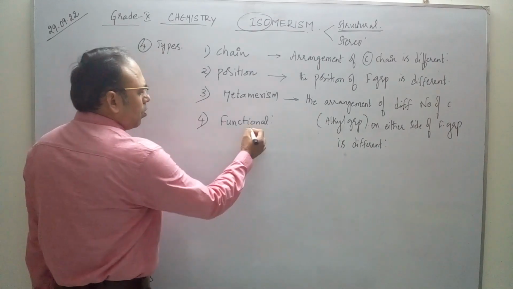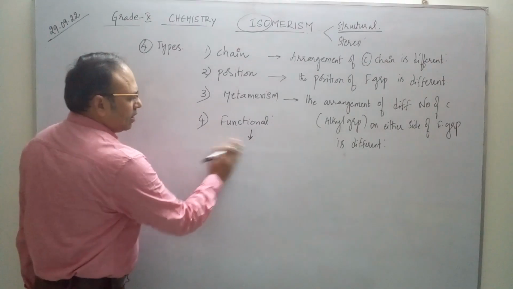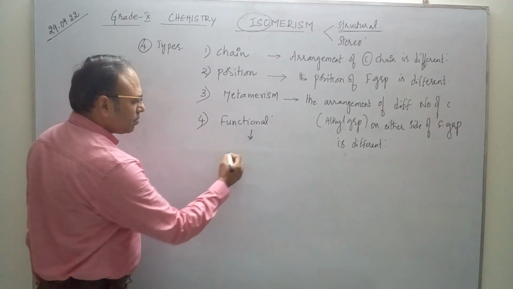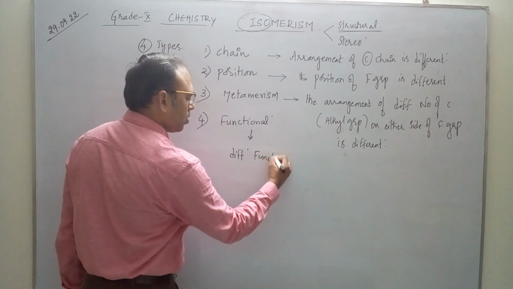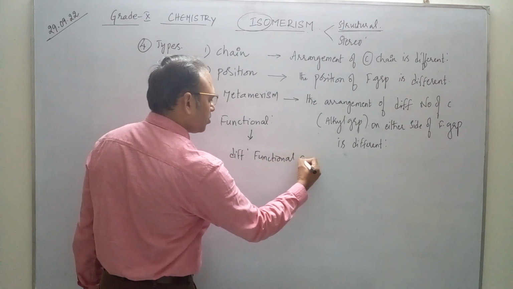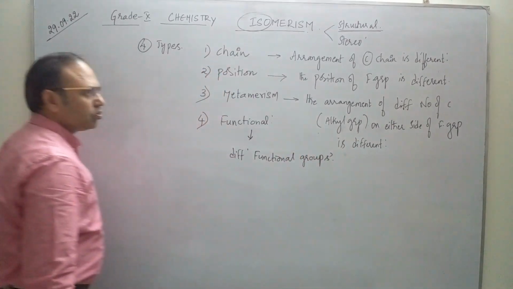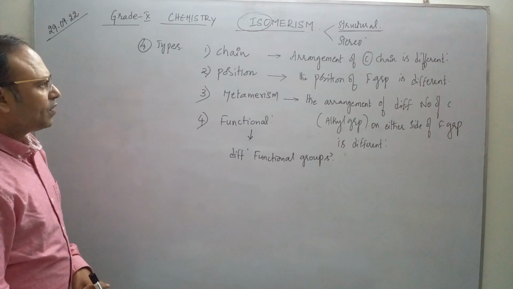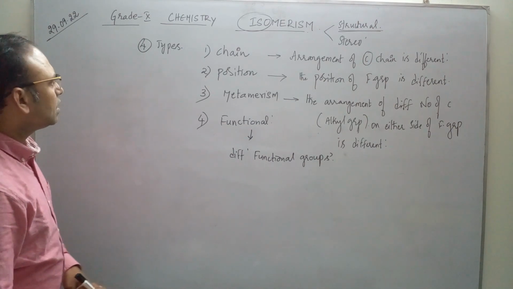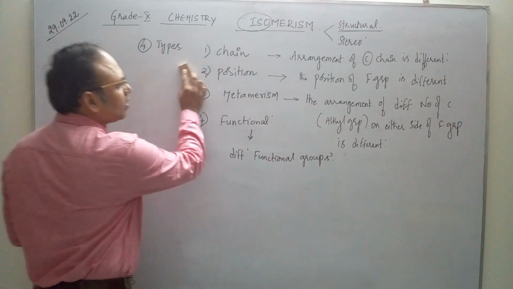Now, what is meant by functional isomers? In this, they have the same molecular formula but different functional groups. So these are the four types of structural isomers. So let us discuss one by one.